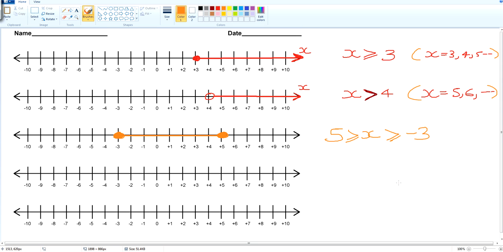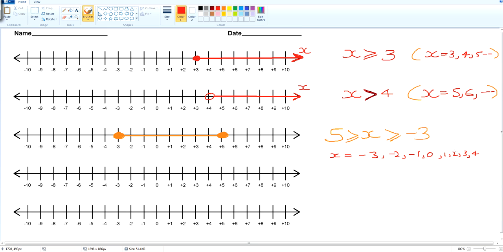Are we happy with that? Okay. Now let's have a look if we had to write out our solutions. The examiner says to you, this is the inequality, write out your solutions. So we can say x can be equal to what? Can x be equal to minus 3? Yes, because we've got a solid circle there. So x can be minus 3. Can it be minus 2? Yes. Minus 1? 0? Yes. 1, 2, 3, 4.